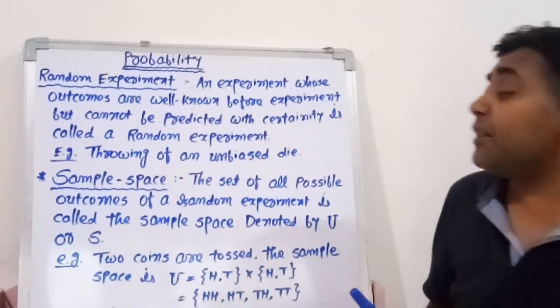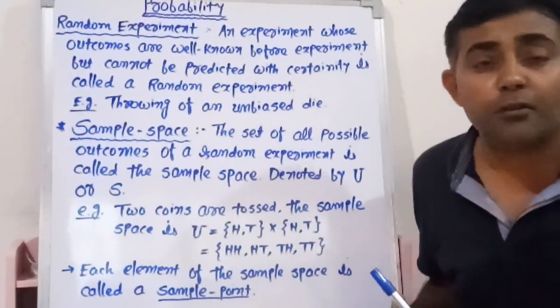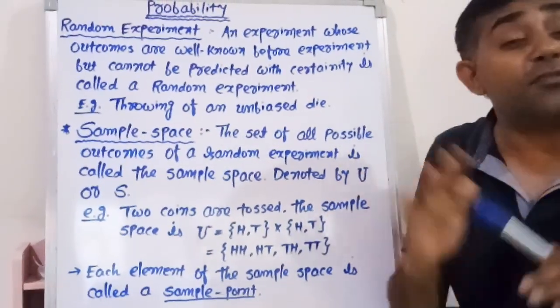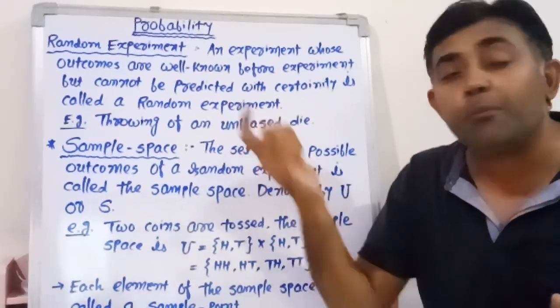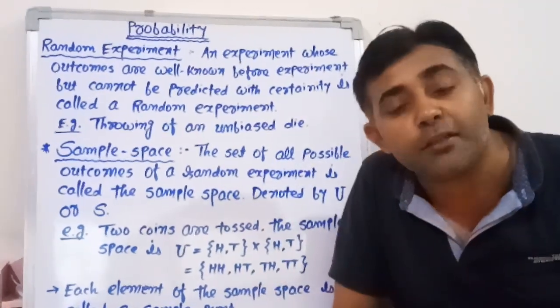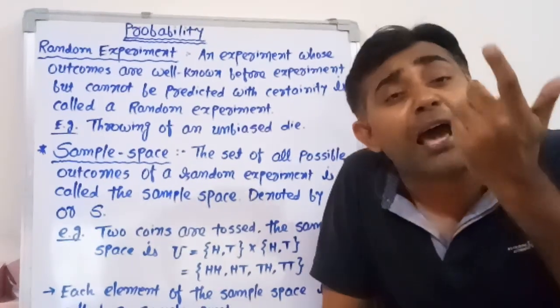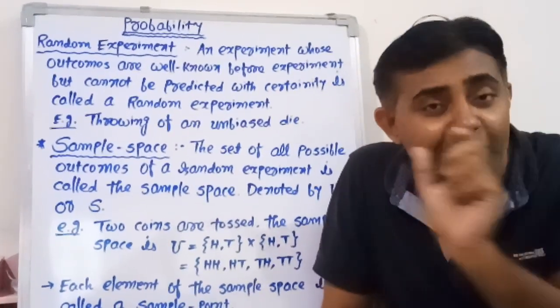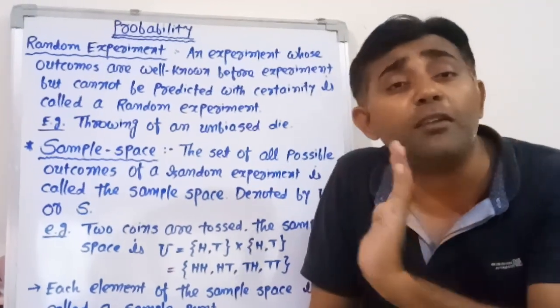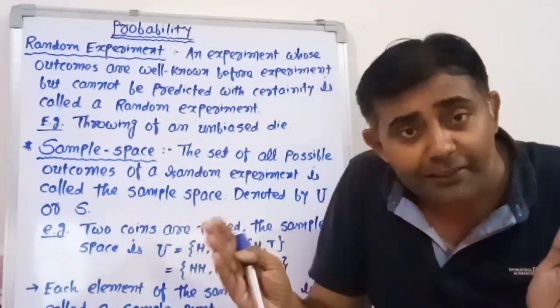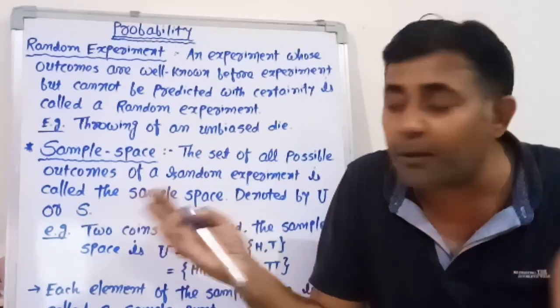The second thing is sample space. The set of all possible outcomes of a random experiment is called the sample space. It means that when we throw a dice, there are 6 possible outcomes, namely the set {1, 2, 3, 4, 5, 6}. This set we may call the sample space.